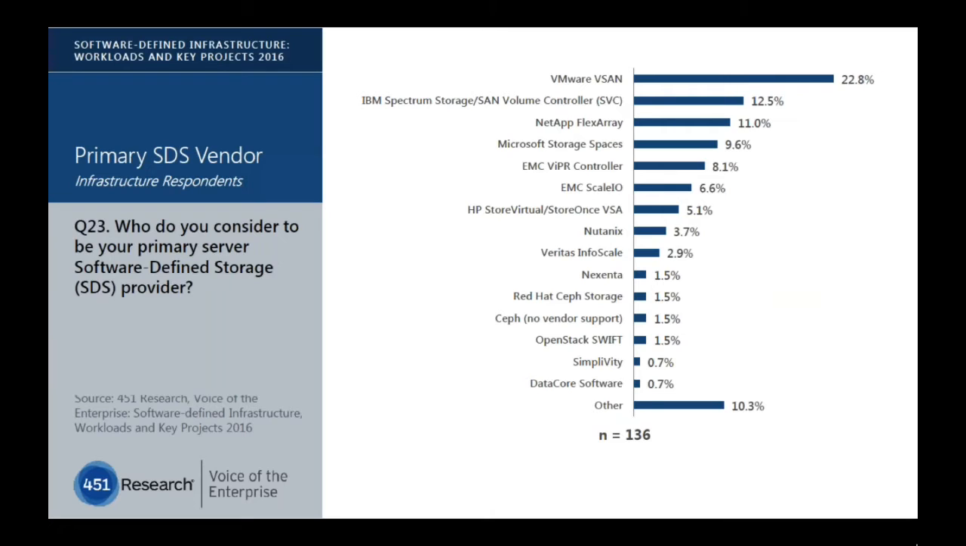Here's what we found when asking about primary software-defined storage vendors. VMware vSAN is tops by a considerable margin, almost 2-to-1 over IBM Spectrum Storage.